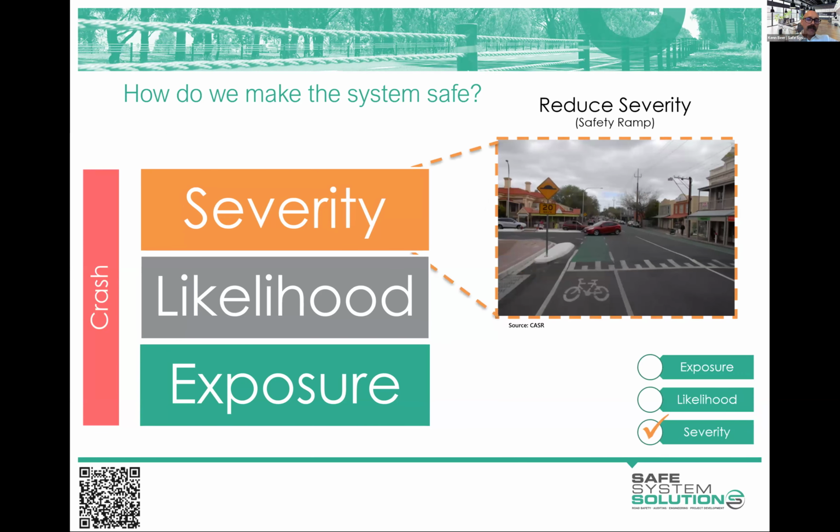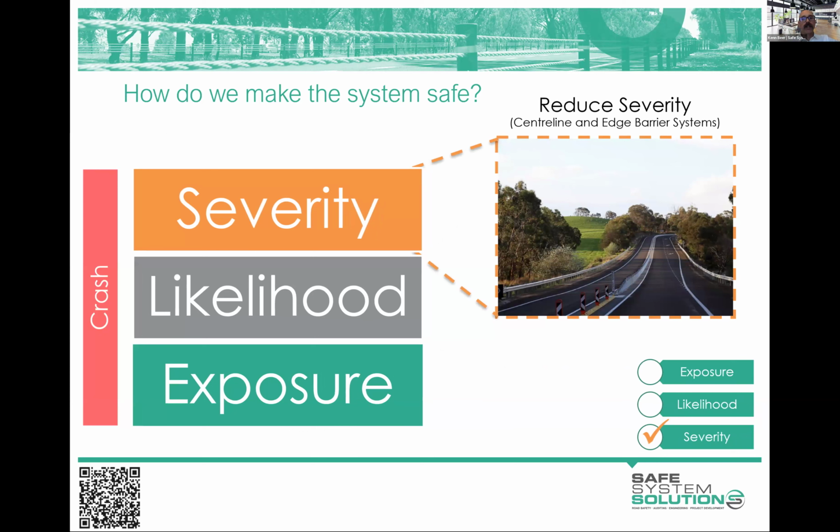But the severity of crash is influenced by speed, angle, type of road user involved. And you can see here slowing vehicles on the approach to a conflict point. That's going to lessen the severity of the crash. A barrier system, you hit a barrier system and it's less severe. It's still a crash, you're still hitting something, but it's less severe than hitting a tree or a culvert or rolling over.